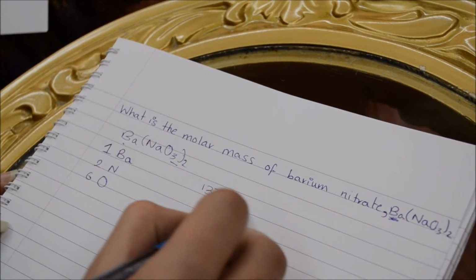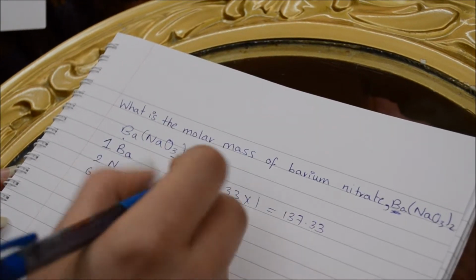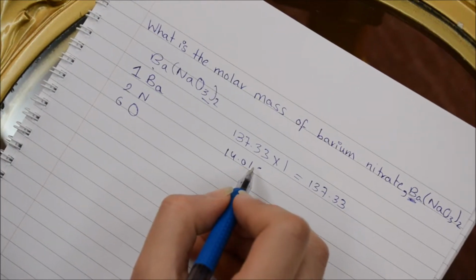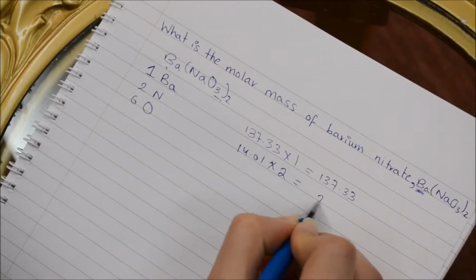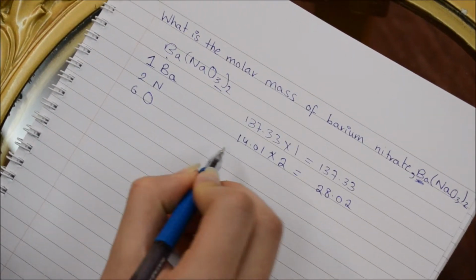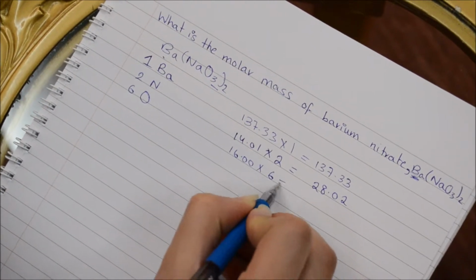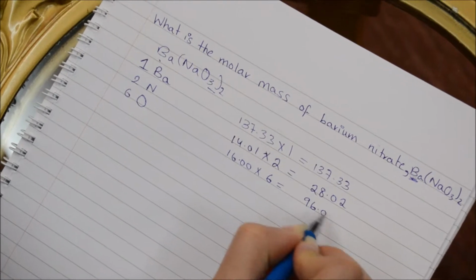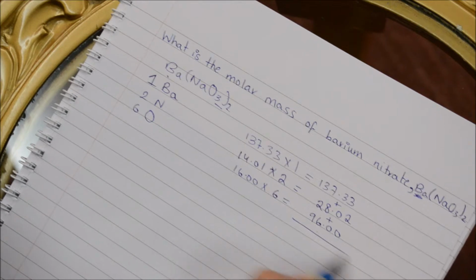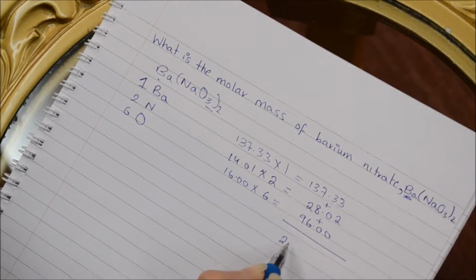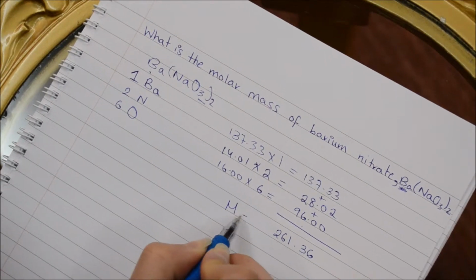137.33. We times it by 1, it's going to give us 137.33. So nitrogen is 14.01. We times it by 2, going to give us 28.02. And oxygen is 16.00. We times it by 6, going to give us 96.00. After this, we have to add them all. The answer will be 261.36. So that is the molar mass.